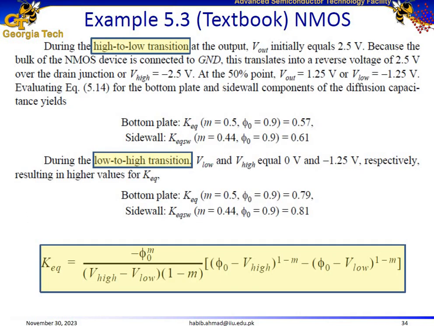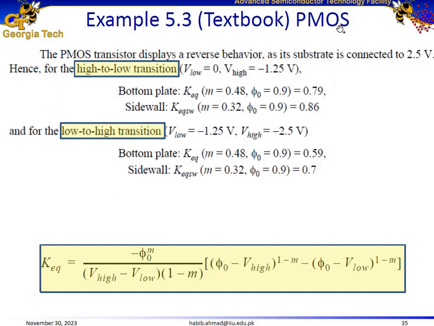So using that, we can calculate its values for low to high transitions as well. So here are our values for K equivalent for the bottom plate and also for the sidewall. And similarly, we can perform the same calculations for PMOS as well, for high to low transition and for low to high transition.